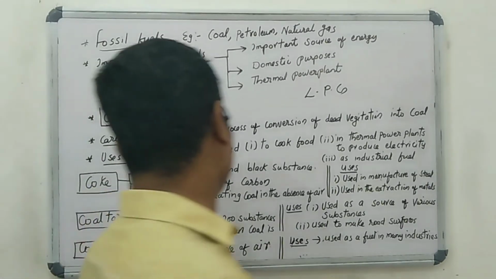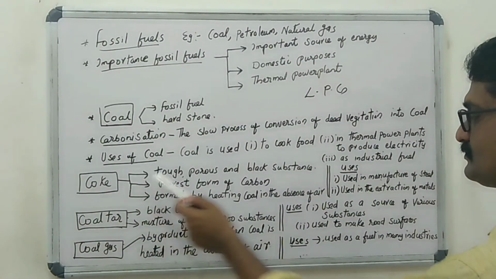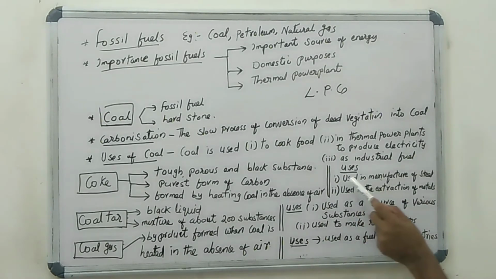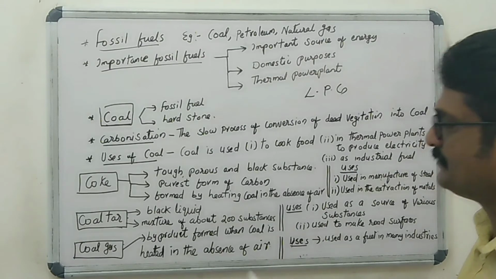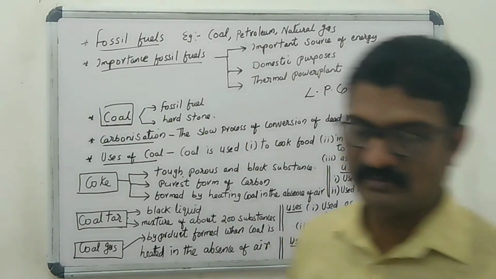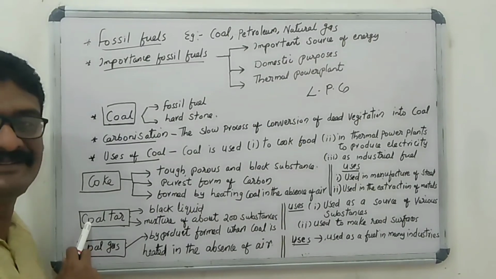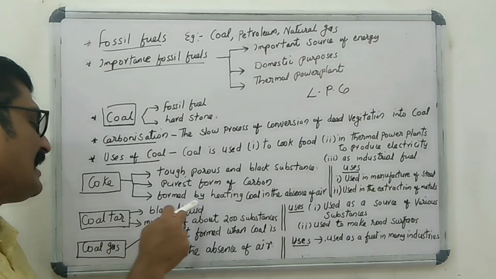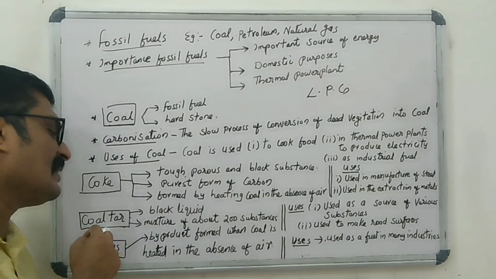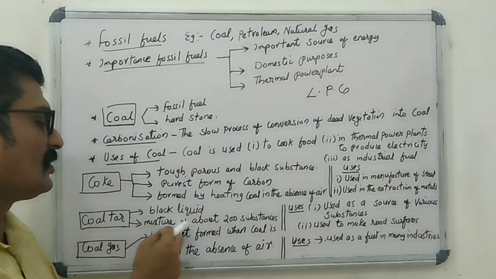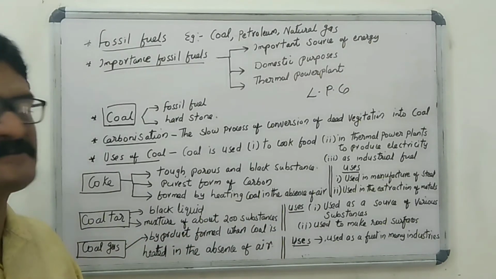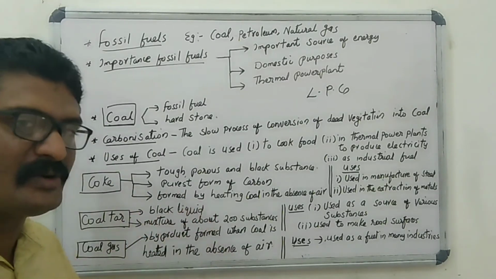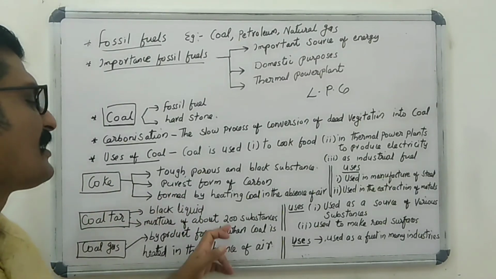Then what are the important uses of coke? Number one, it is used in the manufacture of steel. Number two, it is used in the extraction of metals. Next, coal tar. Coal tar is a black liquid and it is a mixture of about 200 substances.